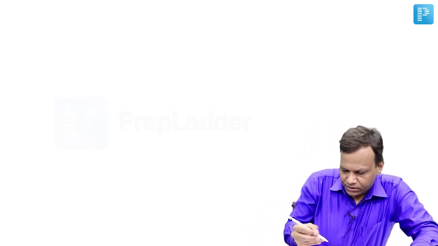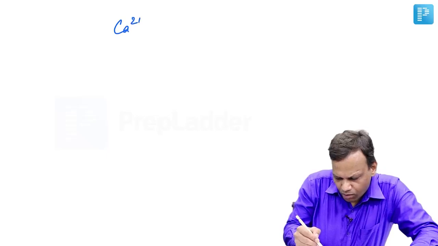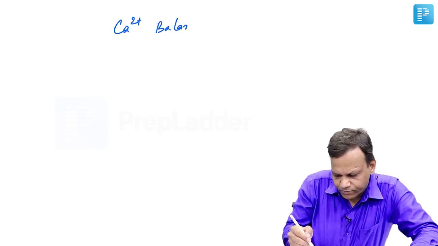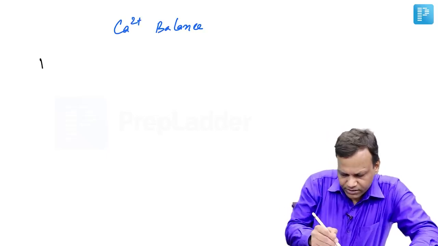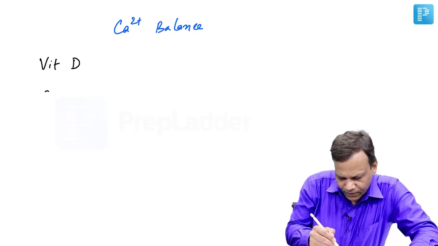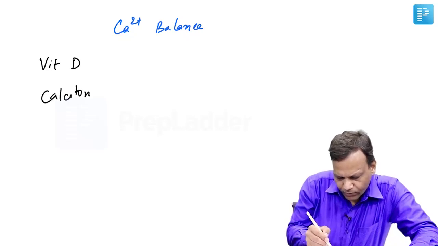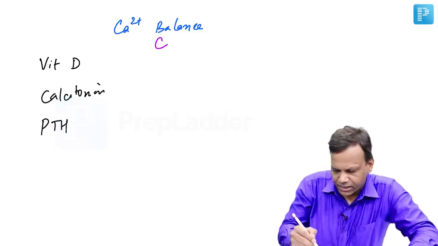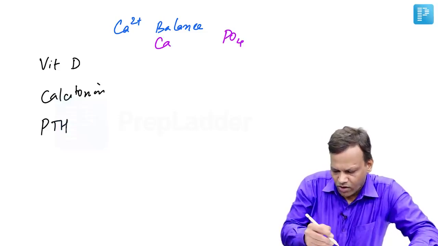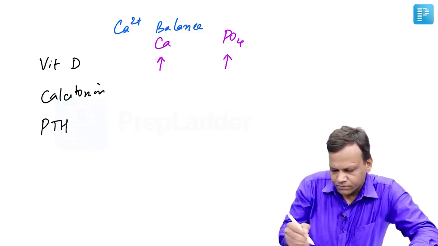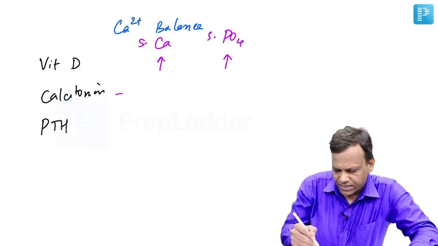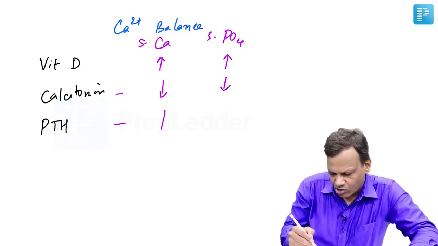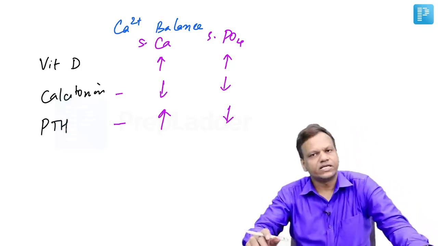So that is important about the adrenal gland. Then drugs and hormones affecting calcium balance. We have 3 main drugs and hormones: vitamin D, calcitonin, and parathyroid hormone. What is the effect on serum calcium and serum phosphate? We all know vitamin D increases both in the blood, whereas calcitonin decreases both in the blood. Parathyroid hormone increases calcium in the blood but decreases phosphate.